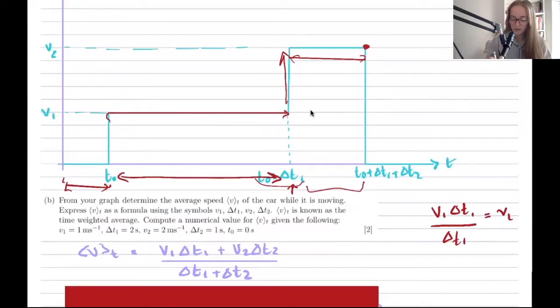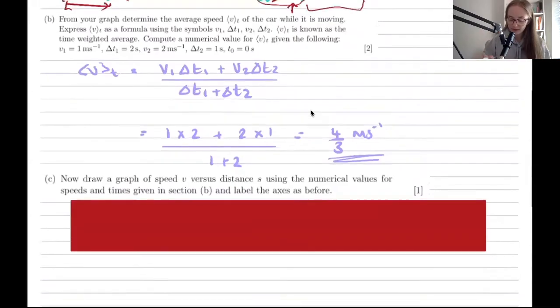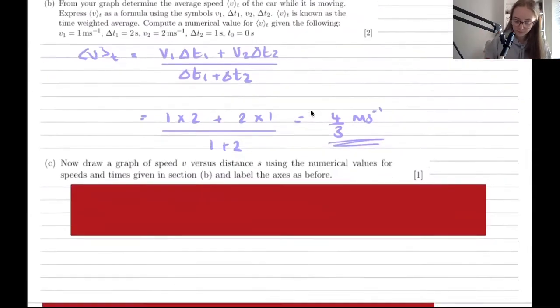And then you can do the same thing for the latter part of the journey if you'd like. But the easiest way I can try and imagine it is that you have v1 for a blob of time. So we multiply these together to get their weighting. And then we have v2 for another blob of time, and that's its weighting. And then we can average those out over the total weighting of the entire journey, which was delta t1 plus delta t2. So just sticking the numbers in, we end up with 4/3 meters per second.